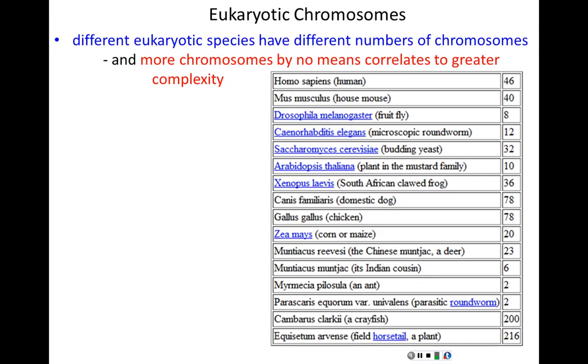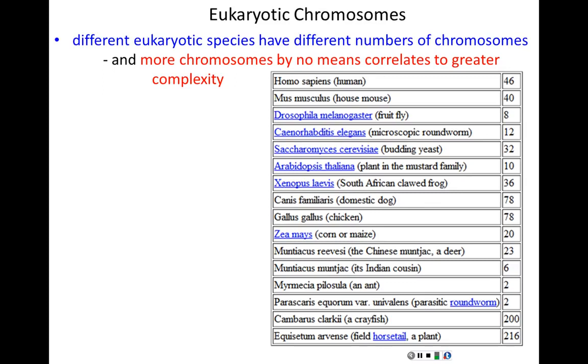Your dog, which may be superior to you in many ways, but trust me when I say it's not superior to you in the ways that matter, has almost twice as many chromosomes as you do, 78 chromosomes for the domesticated dog. Same number for the chicken, which I don't know about you, but I'm better than every single chicken I've ever met. The crayfish, the large shrimp-like thing that lots of people like to eat, has 200 chromosomes. And a small plant called the field horsetail plant, 216 chromosomes. So never should you believe that the number of chromosomes correlates to the complexity of the organism.